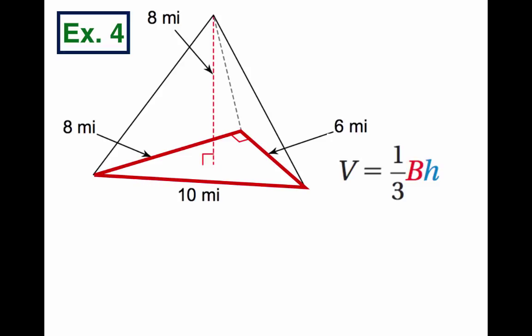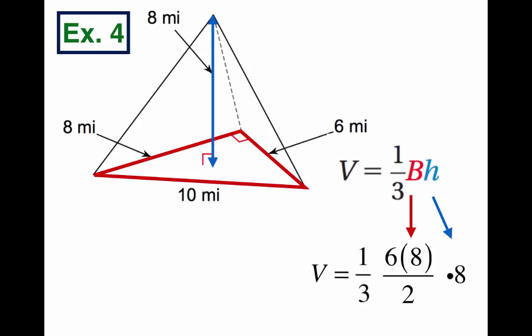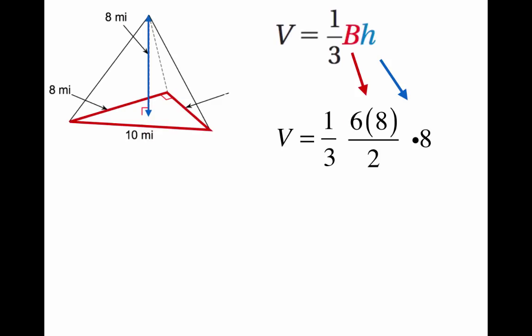So to find the area, we've got to do base times height divided by 2. Oh my gosh. So we're going to have to do the 8 times the 6 divided by 2. That's how we find the area of that triangle. Then we've got to find the height of the pyramid. Well, look at where the height is. It's right there. It's the 8 miles. Oh my gosh, this is a huge pyramid. So we're going to times by 8. And then we'll times it all by 1/3. So we've got to do 1/3 times 6 times 8 divided by 2 times 8. Oh my gosh, a lot of math to do there.